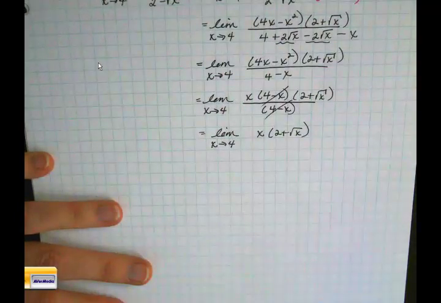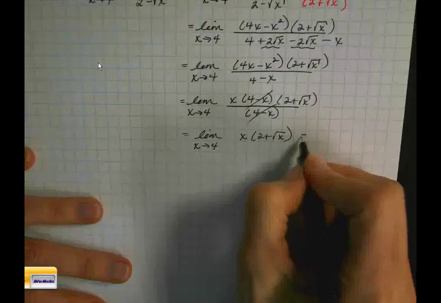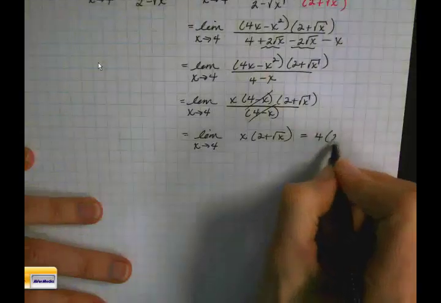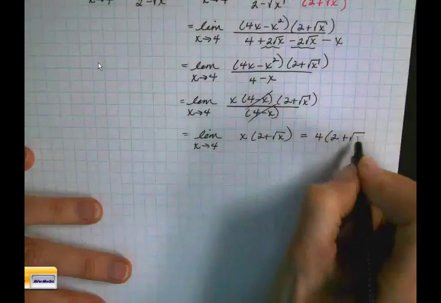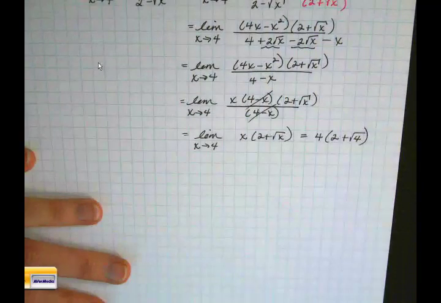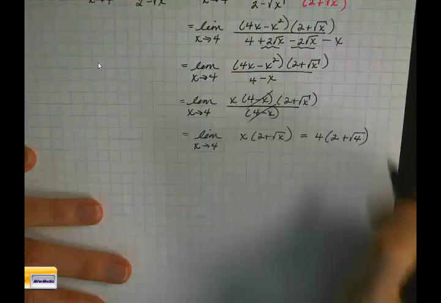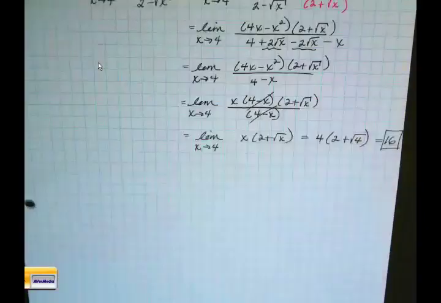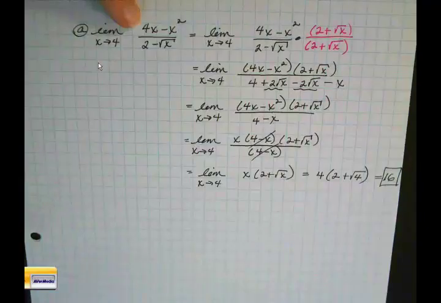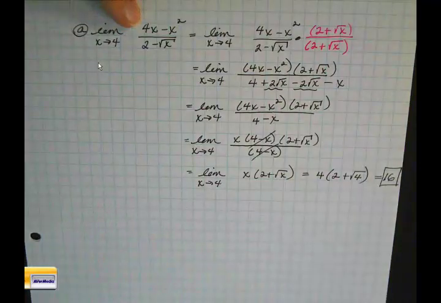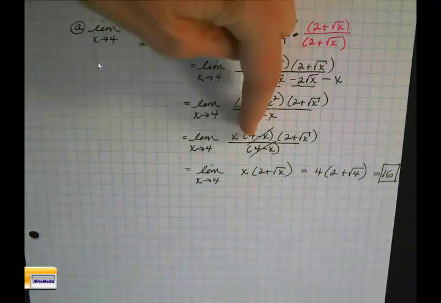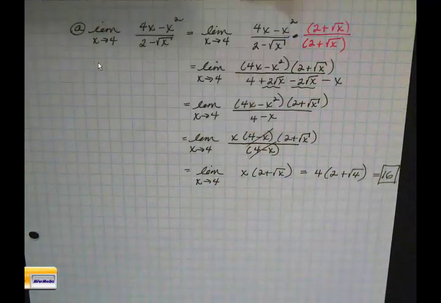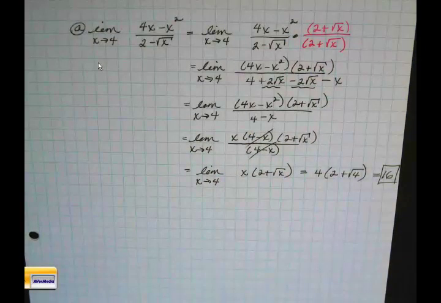Now when I substitute the 4 in, I no longer write the word limit. This becomes 4 times 2 plus the square root of 4, which is 4 times 2 plus 2, which is 4 times 4, which gives me an answer of 16, which means the vertical height of this graph at an x value of 4 should be about 16. There might be a hole in the graph at that point, which there is because of this cancellation. But that's what the vertical height of the graph would be.